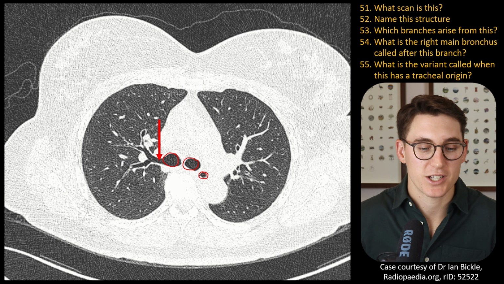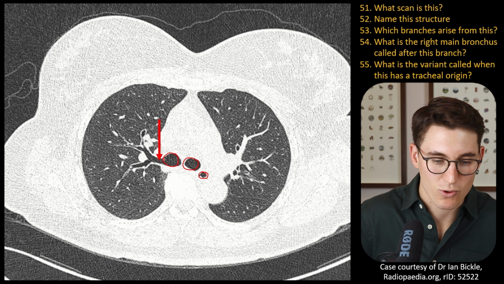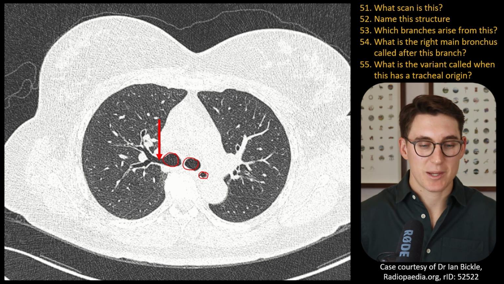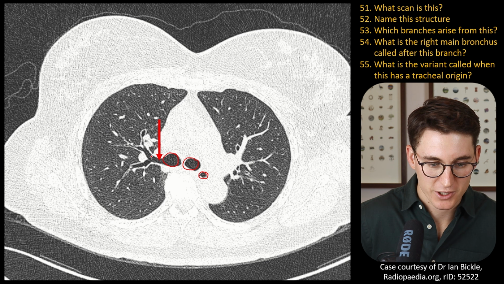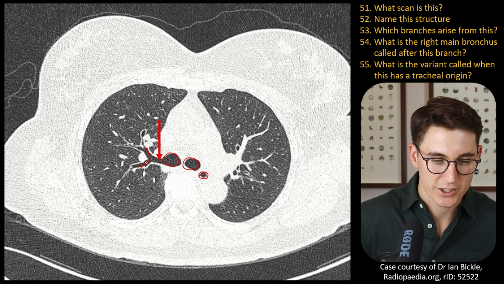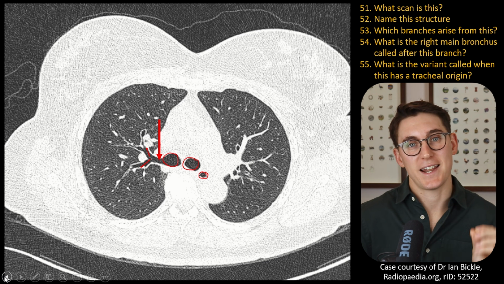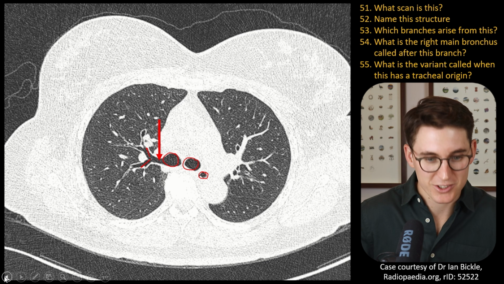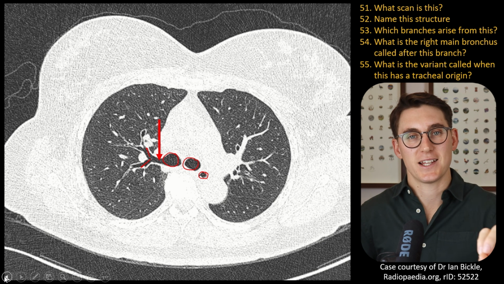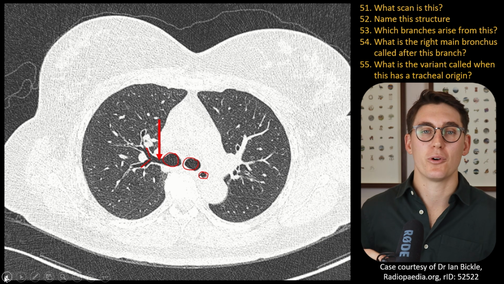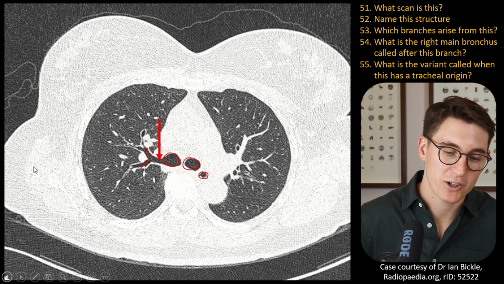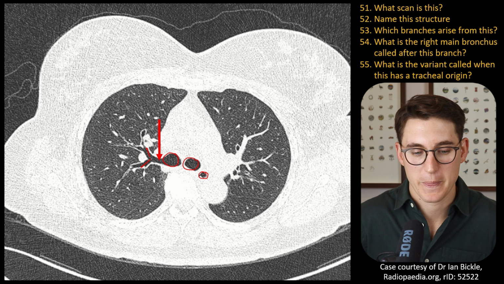The first branch that comes off our right main bronchus is our right upper lobe bronchus. Our right upper lobe bronchus then separates into an anterior bronchus and a posterior bronchus, and it's got one more branch, an apical branch. If we were to scroll up the screen here superiorly, we would see that apical branch. Anterior, posterior, and apical segments coming off that right upper lobe bronchus.